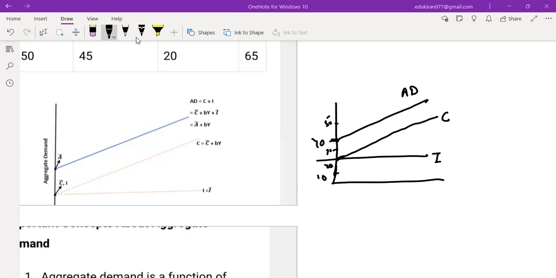Ma'am, the y-axis is aggregate demand. Ma'am, what's the x-axis? C and I, consumption and investment. Okay, ma'am.